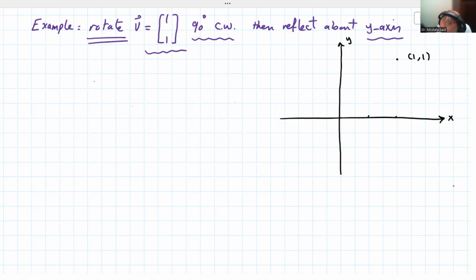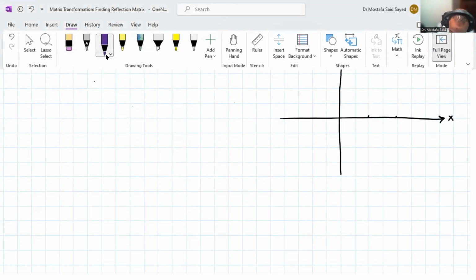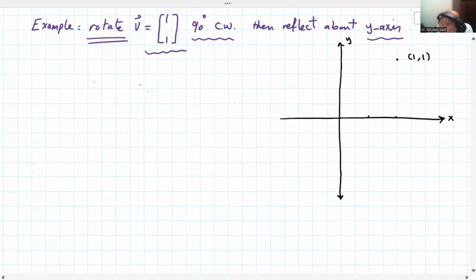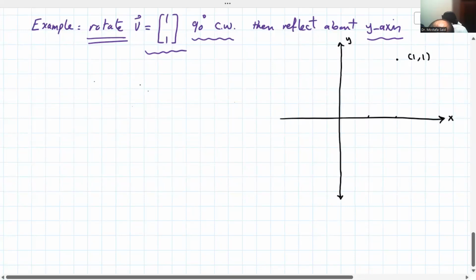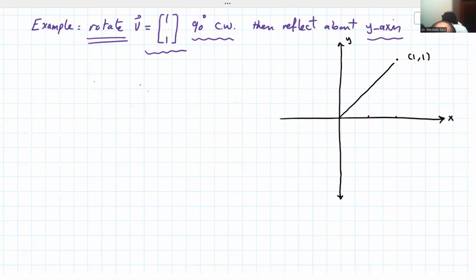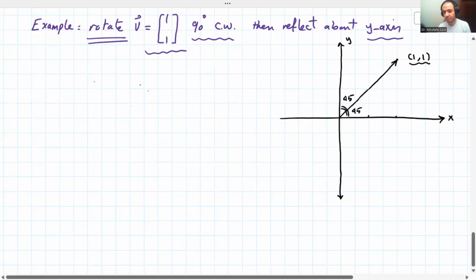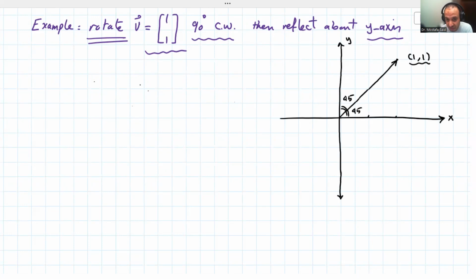First, we want to rotate. Again, the order is extremely important. Let's extend that a little bit. This is (1, 1), that's the vector here. Let's make the rotation. The rotation is 90 degrees clockwise. (1, 1) means this angle is equal to this angle, 45 degrees. You have to know this angle to solve it geometrically, so we're gonna solve it geometrically first.